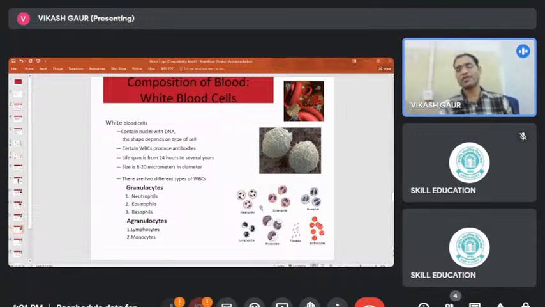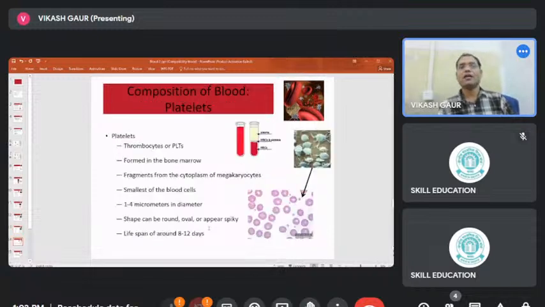First one is the neutrophil. It appears with a multi-lobed nucleus, and eosinophil has two lobes, and basophil has multi-lobes, but the nucleus shape is kidney-like. Agranulocytes, you can see the lymphocyte and monocytes there. These cells do not have any granules in the cytoplasm.